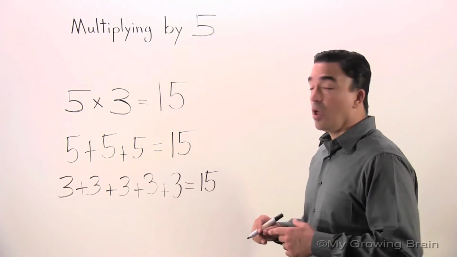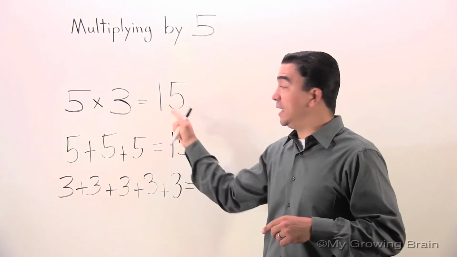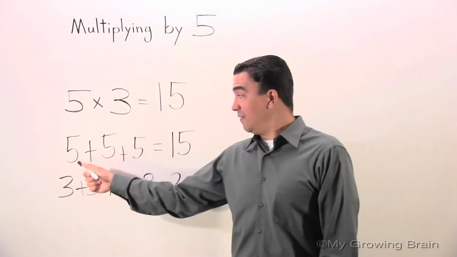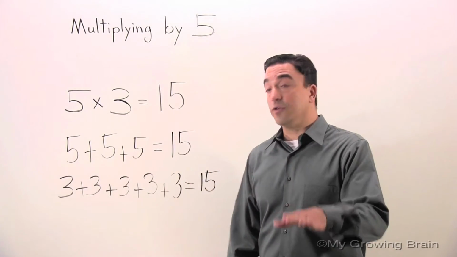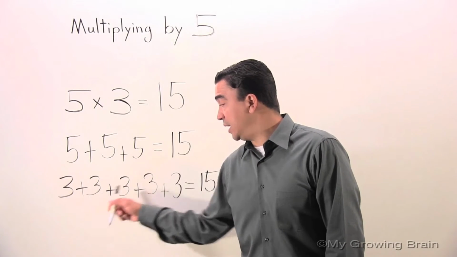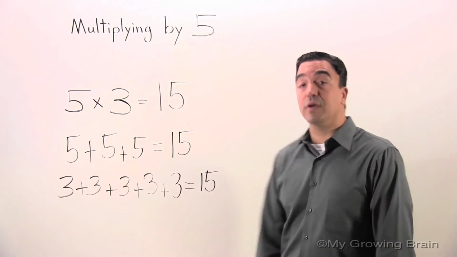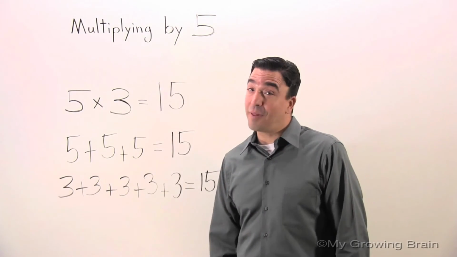Let's recap. We know from memorization that 5 times 3 equals 15. We know conceptually that 5 plus 5 plus 5 equals 15. We also know that 3 plus 3 plus 3 plus 3 plus 3 equals 15. This concludes our lesson on multiplying by 5.